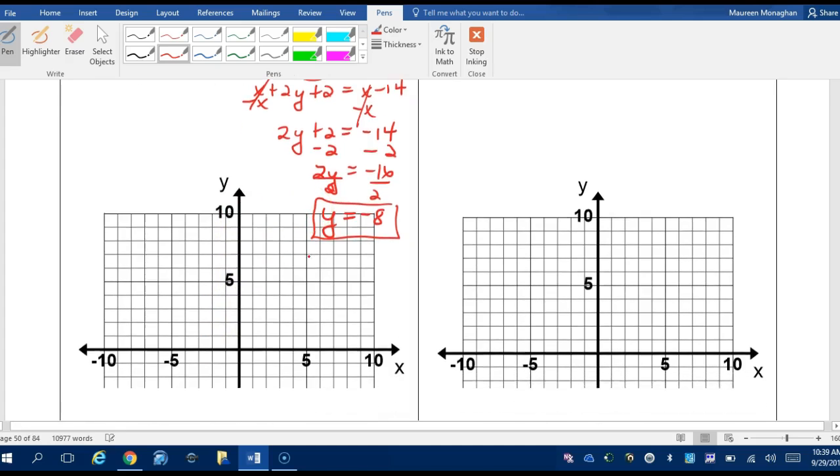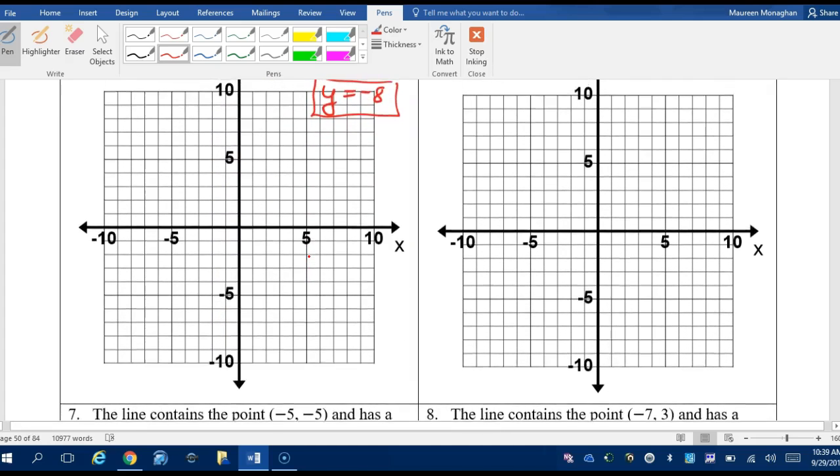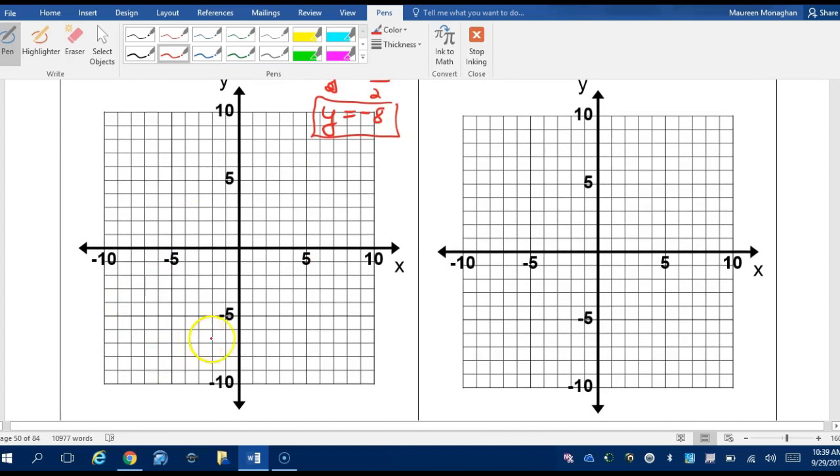Alright, let's jump down to the y. On the y-axis, it's negative 8. 5, 6, 7, 8. Okay. Oh, I remember now, it's a horizontal line. Yes, horizontal line when y equals something by itself.